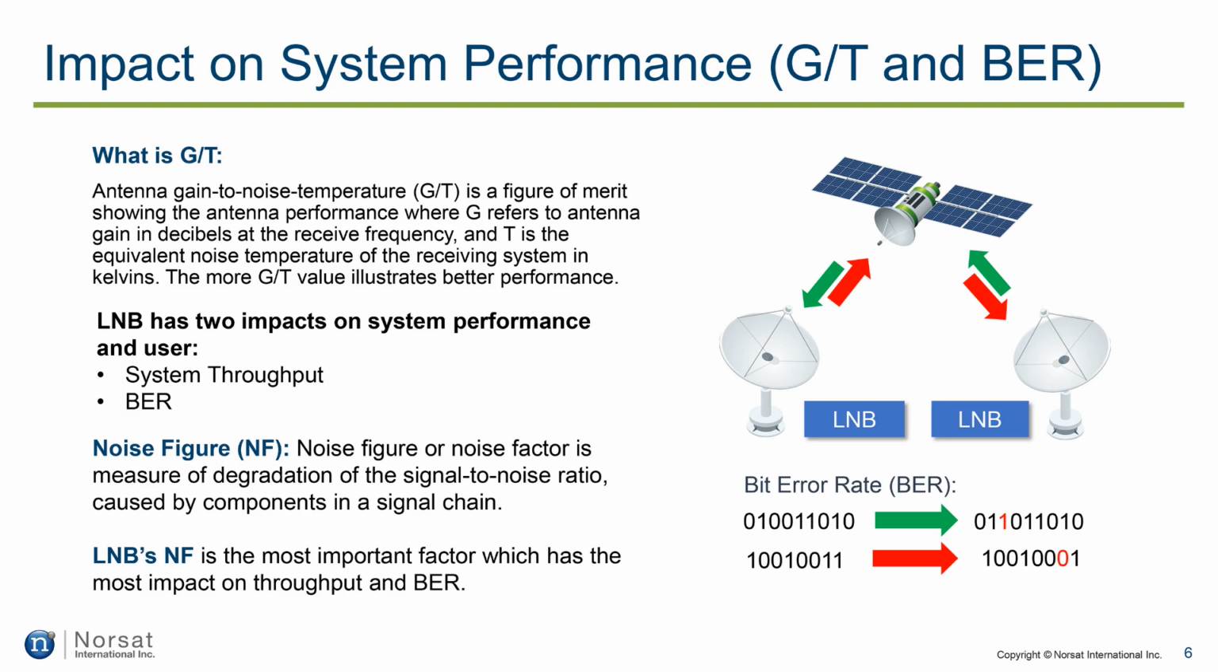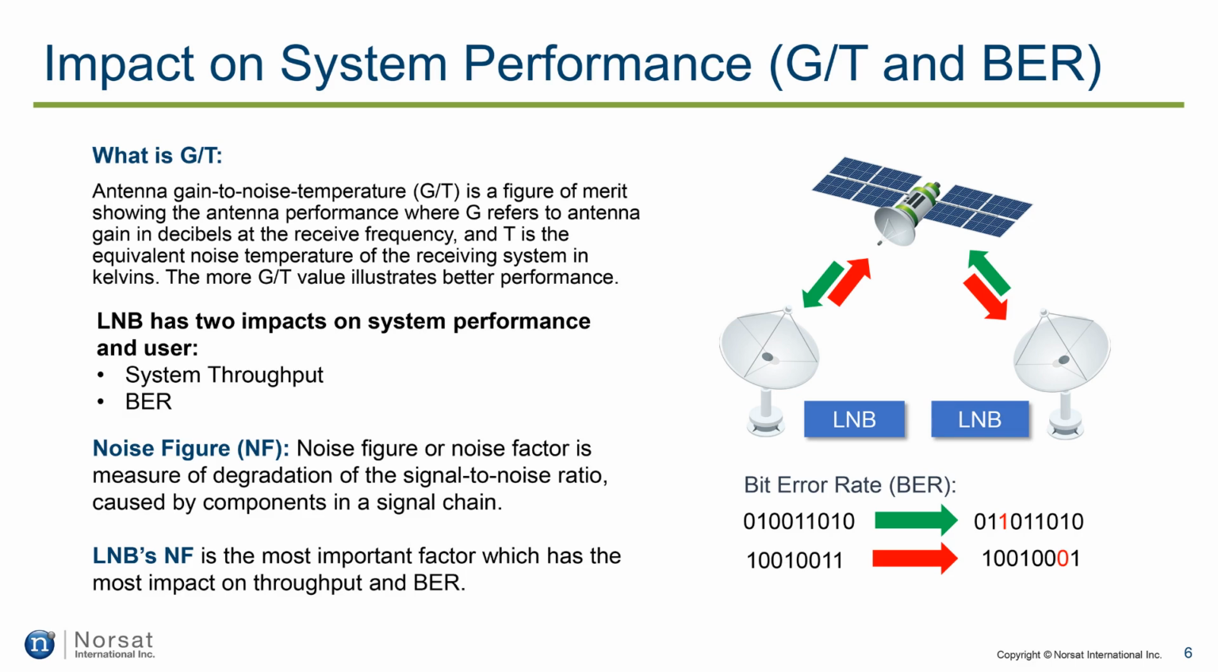LNB has two impacts on system performance. First is system throughput, and the second one is bit error rate, abbreviated as BER. The B here means bits will be incorrectly interpreted by the satellite receiver. In other words, ones received as zeros and vice versa. System throughput is related to the performance of the whole system, where an LNB has an important impact on it, in particular the noise figure.